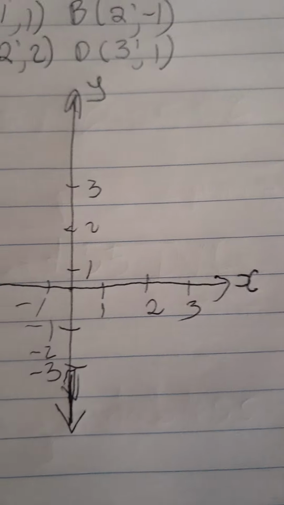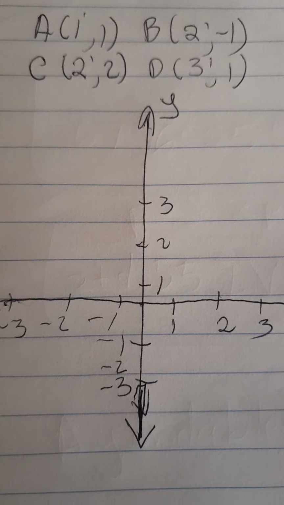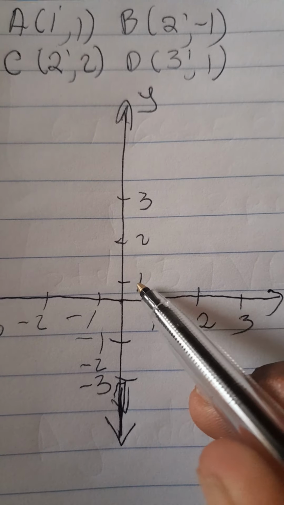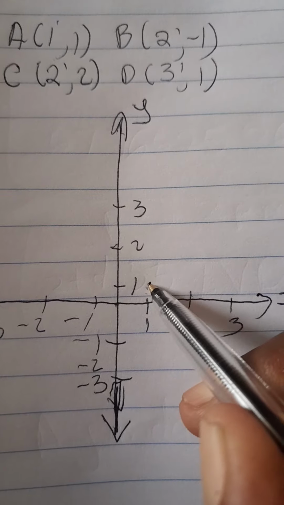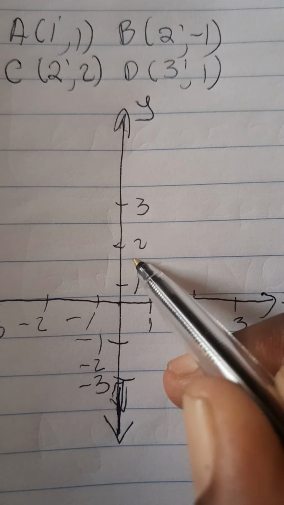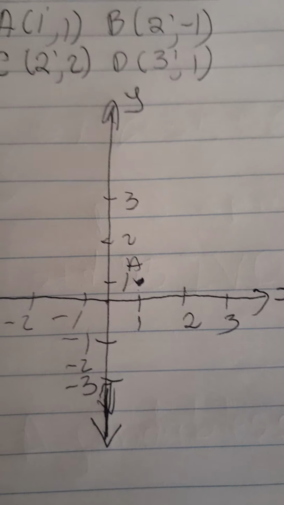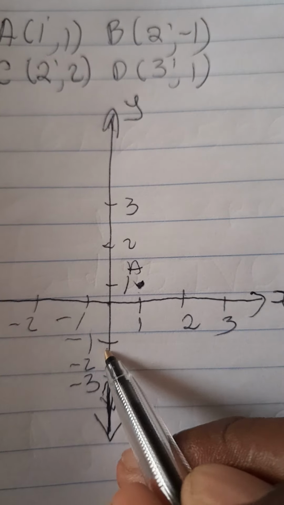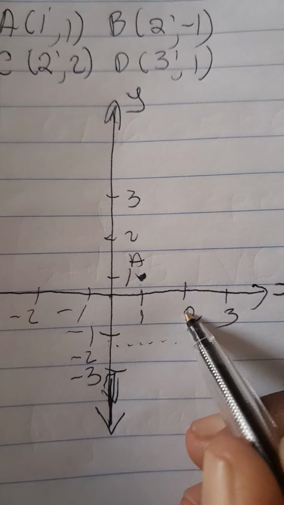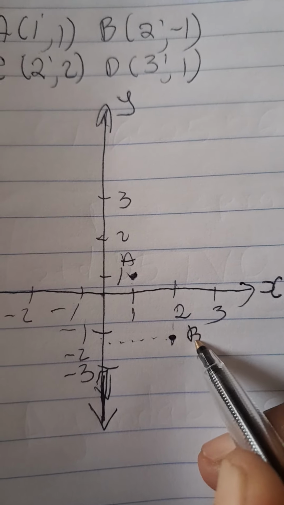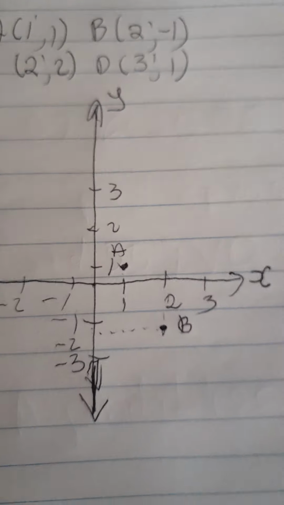Okay, so let's sketch now. Let's plot. We'll start with A, (1, 1). Your x values here and y values here. So it's going to be here. That will be A. Let's plot B. B is (2, -1). Where is negative 1? There, and this is x, so definitely it should be here. This is our B, (2, -1).